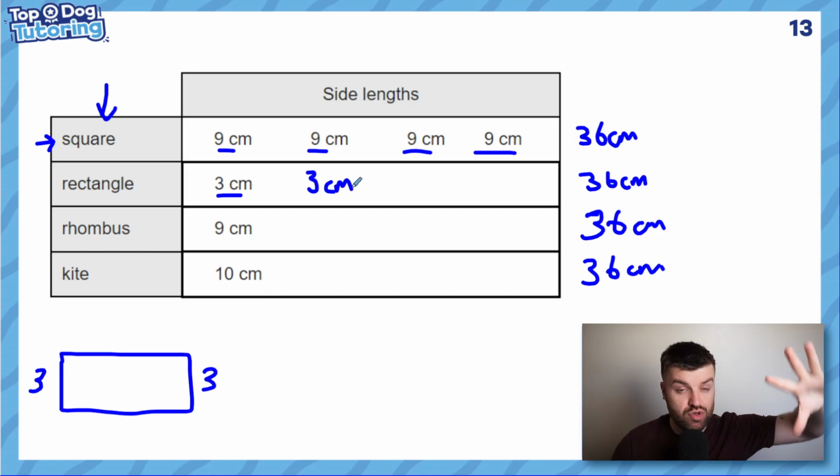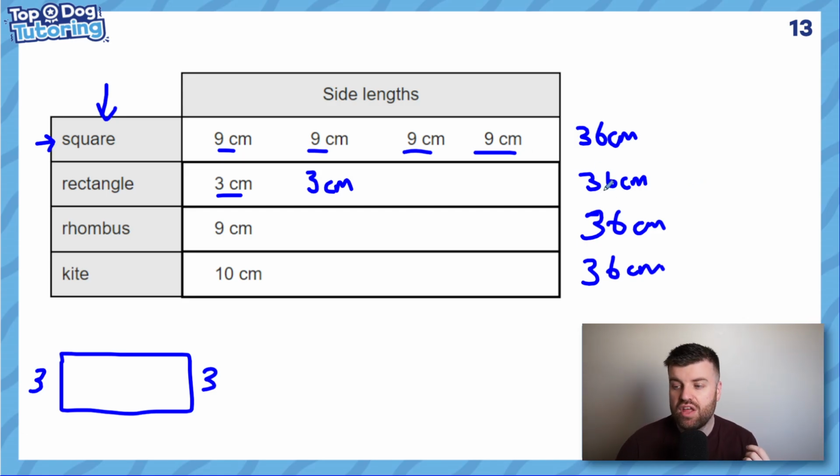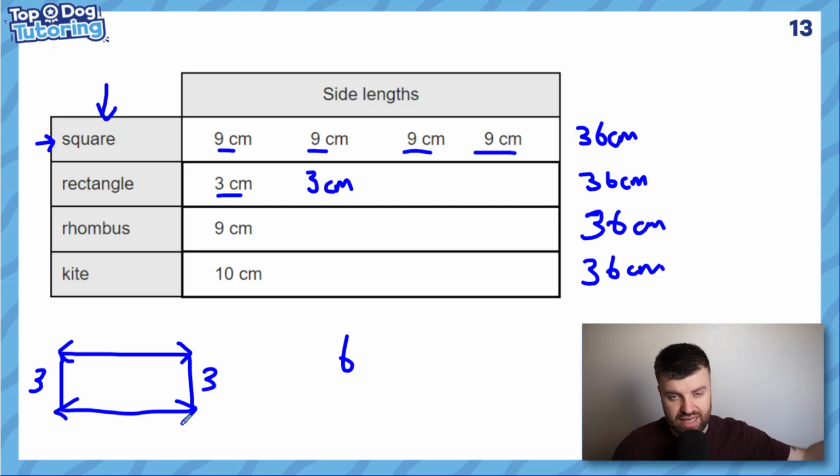This is where we have to use the perimeter to work backwards. The total is 36. So far, we've got a 3 and a 3, so that's 6 in total, which means the remaining 2 sides altogether must equal 30, because 30 plus 6 is 36. So what does each side equal? Well, we take 30 and we split it in half. That'd be 15 and 15. So that's how we can figure it out for a rectangle.